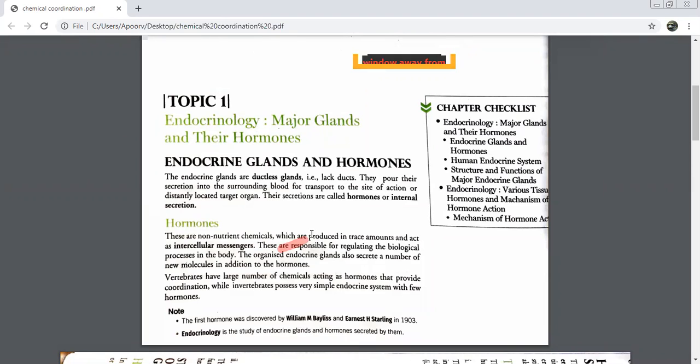Tell me, beta, first keyword for this. Which kind of chemical are hormones? Non-nutrient. Remember that. And in how much amount are they produced? Trace amount. Yes. And what messengers are they? Intercellular messengers. Intercellular, not between organisms. It means they can send messages from one cell to the other, but within the same body. It is not that they do this from one person to another. That is why they are known as intercellular messengers.